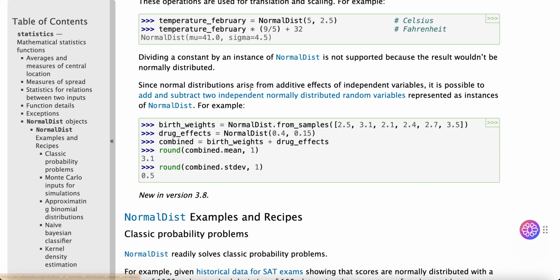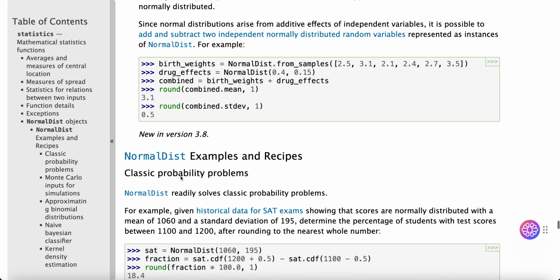Since normal distributions arise from additive effects of independent variables, it is possible to add and subtract two independent normally distributed random variables represented as instances of NormalDist. For example: birth_weights = NormalDist.from_samples(...); drug_effects = NormalDist(0.4, 0.15); combined = birth_weights + drug_effects; round(combined.mean, 1) gives 3.1; round(combined.stdev, 1) gives 1.1.